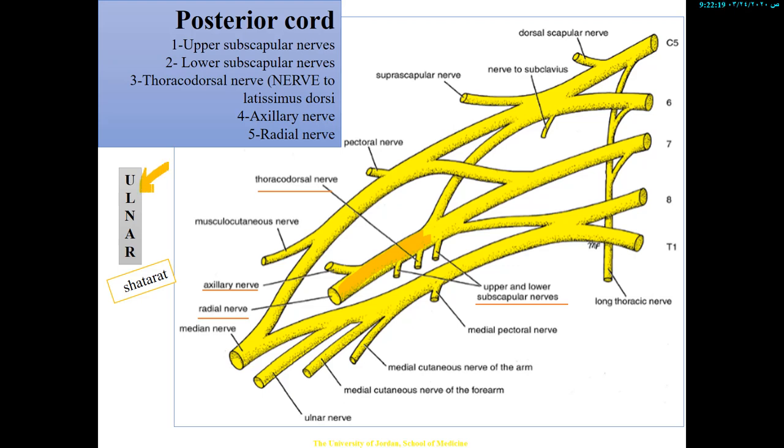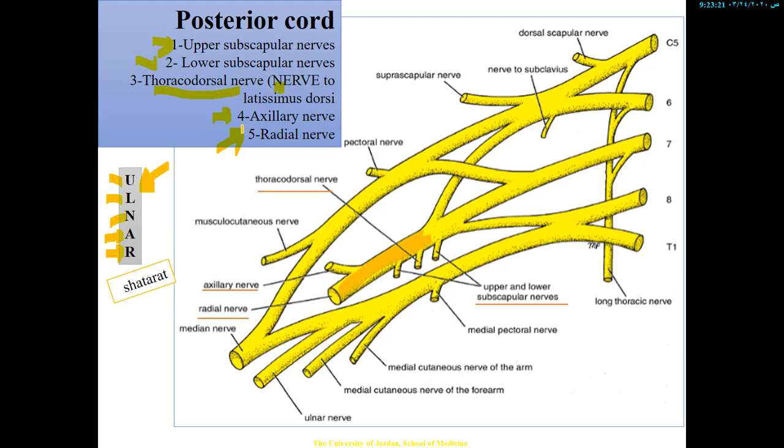Now, ulnar is a branch from the medial cord. Don't get confused here. However, the posterior cord gives five branches. U, upper subscapular; L, lower subscapular; then N, nerve to latissimus dorsi, or thoracodorsal nerve, we already talked about it, supplies the latissimus dorsi muscle, and the two terminal branches, axillary and radial nerves. So as you can see, the posterior cord gives off five branches. How to memorize them? The word ULNAR: upper subscapular, lower subscapular nerve, nerve to latissimus dorsi, axillary and radial nerves.